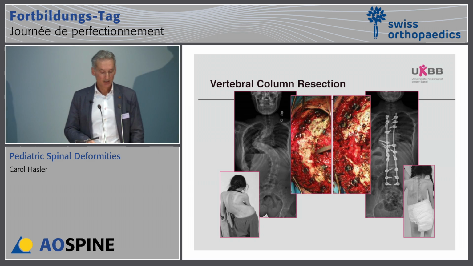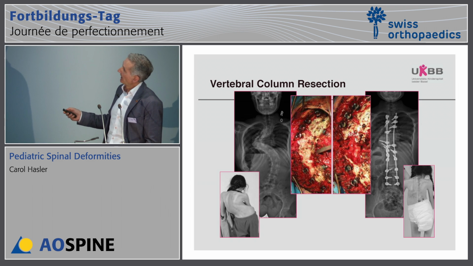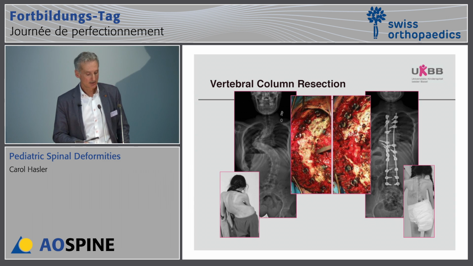And if you have a fused spine with a huge deformity at a young age, you need to perform a vertebral column resection where you free the whole spine around the spinal cord.